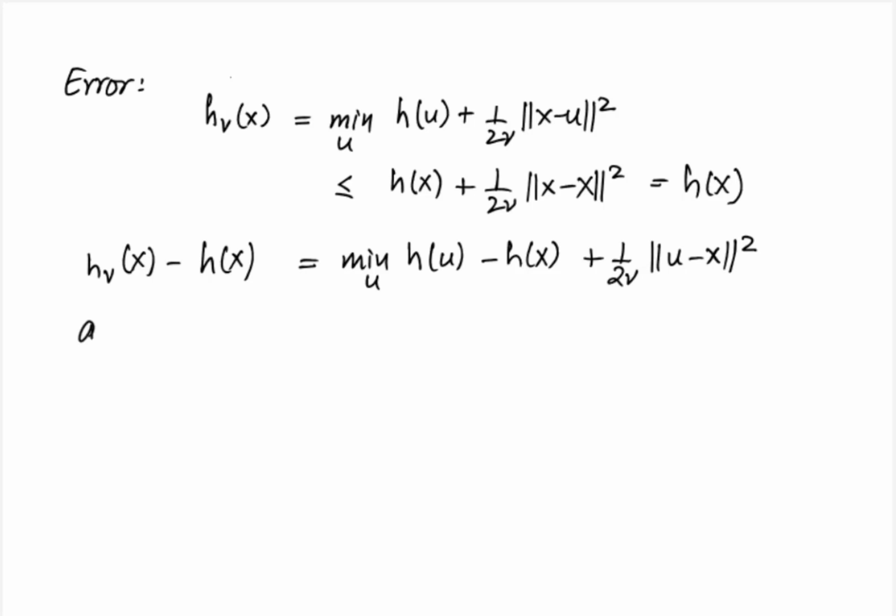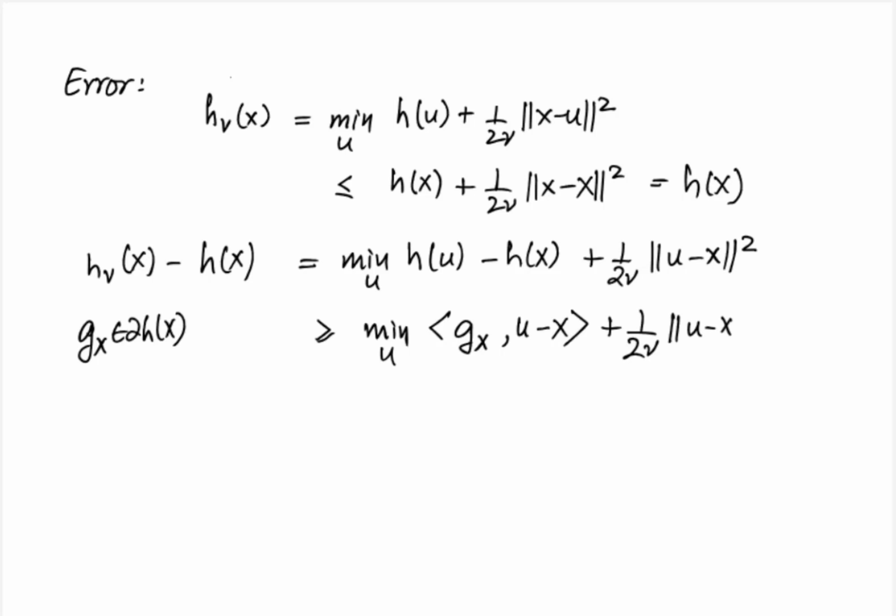So suppose that g(x) is a subgradient of h at x. Then we have that the right hand side is greater than or equal to the min over u of the inner product of g(x) comma u minus x, plus 1 over 2 nu times the norm square of u minus x. Now this is a quadratic expression in u, so if we minimize it with respect to u and substitute, we will obtain that this right hand side is equal to minus nu by 2 times the norm square of g(x). So if h is L_h Lipschitz, then it follows that this term is greater than or equal to minus L_h square nu by 2, which means that beta is equal to L_h square by 2.